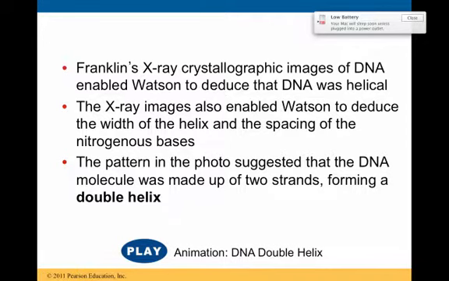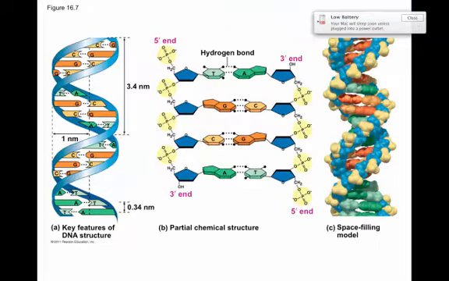Okay, and so that allowed Watson to figure out that DNA was helical, and the X-ray images also helped Watson to figure out that the width of the helix and the spacing was pretty uniform, and that the pattern in the photo helped lend more support that the molecule is made up of two strands, which formed a double helix. So there's our double helix. If you flatten it out, you've got the 5' end on one side, the 3' end, with our backbone kind of flipped, and we end up with these different models of our DNA structure.